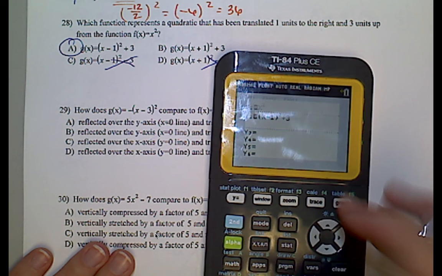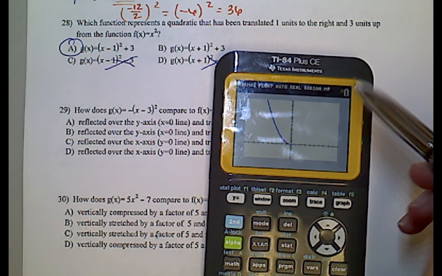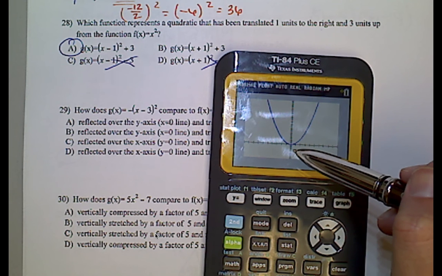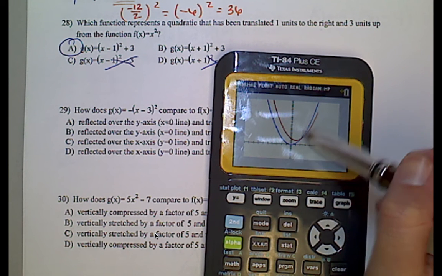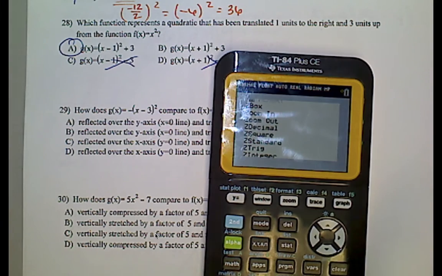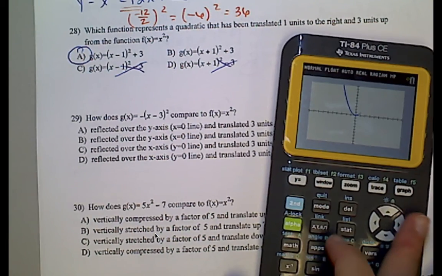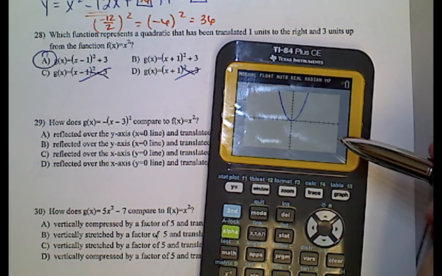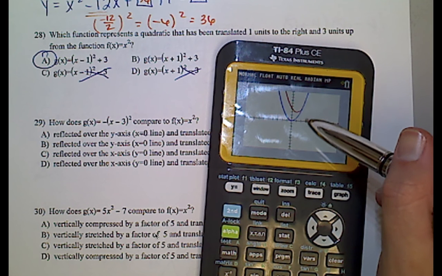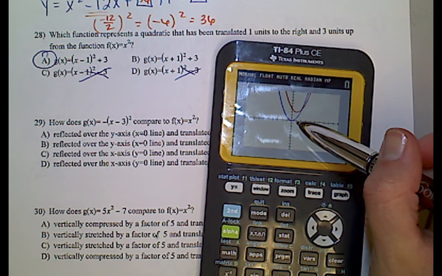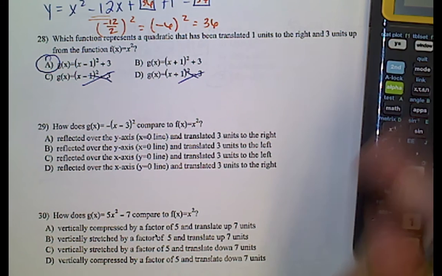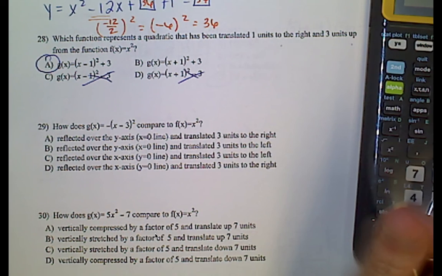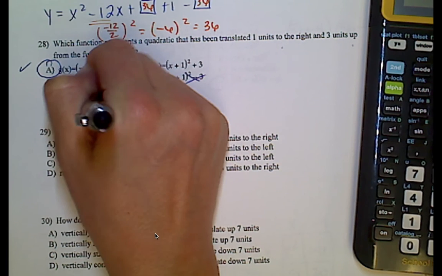plus 3. And when I graph it, the blue is the original, which is right there. And we want to make sure it got moved. So let me zoom in on this, because my calculator's messed up from that other problem we did a little while ago. So there's my original. And if I look, it actually went 1 to the right, up 3, which is exactly what we're looking for. 1 to the right, up 3. So I'm right on A. So I used my calculator on that.